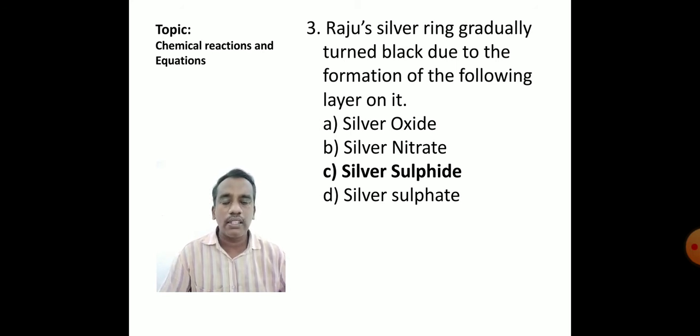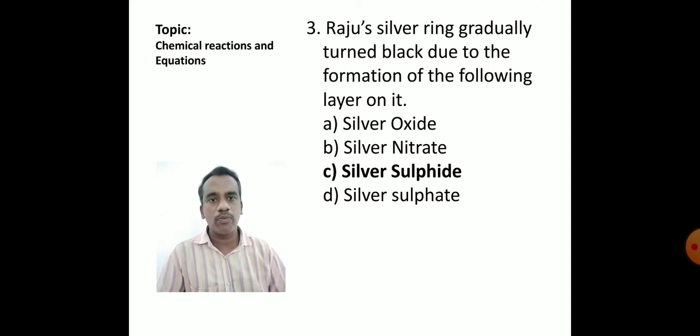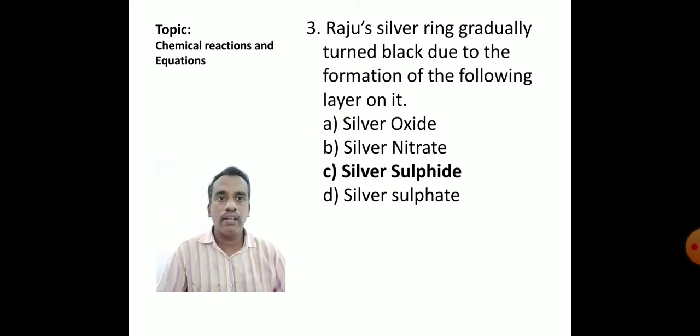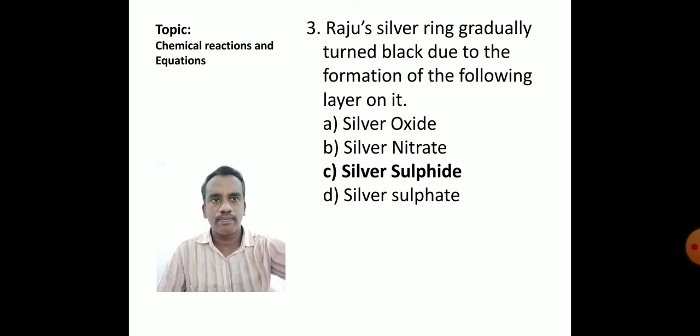See here, silver sulfide means Ag2S. Silver sulfate means Ag2SO4. Here silver reacts with atmospheric sulfur to form only silver sulfide. So that is the correct answer. Let us take up the next question.